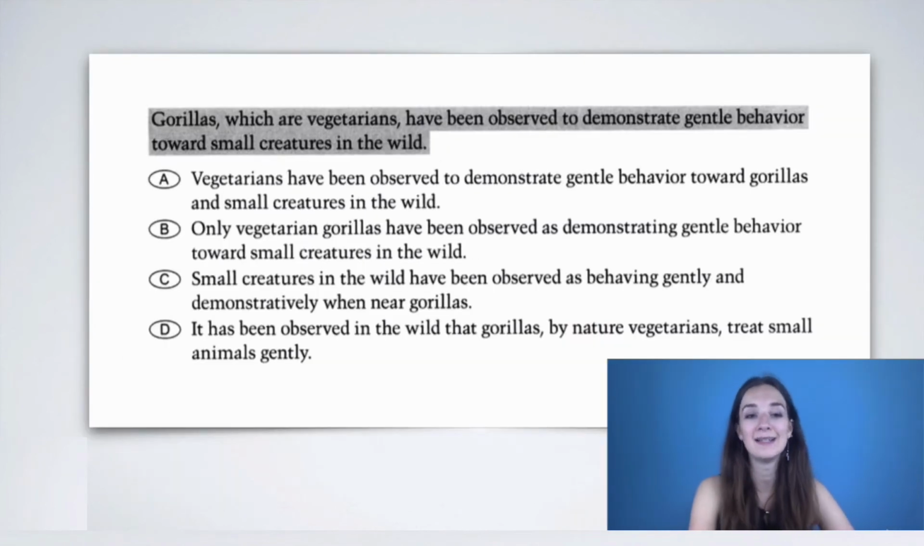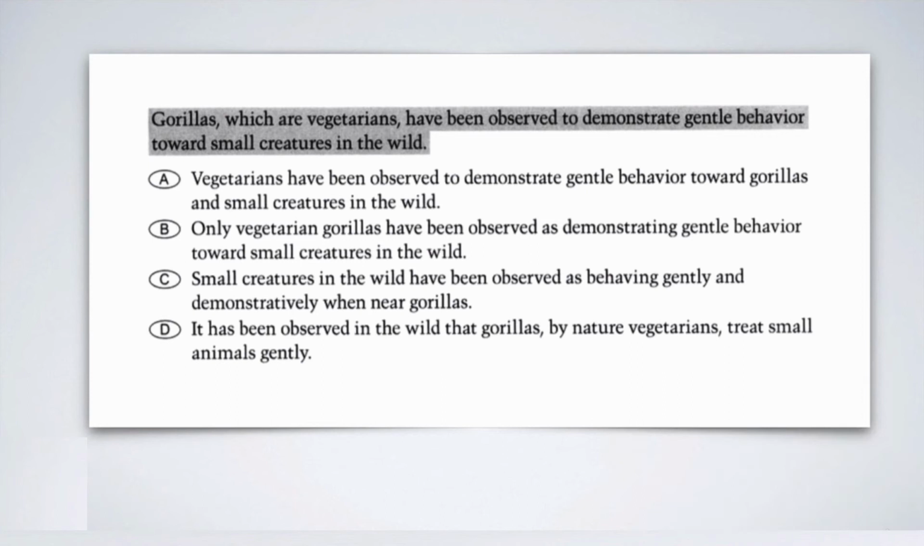Okay, let's look at a different example. Gorillas, which are vegetarians, have been observed to demonstrate gentle behavior towards small creatures in the wild. So what do we have in the sentence? Gorillas, we all know who are gorillas. They are always vegetarians, right? They are vegetarians by nature, so they don't eat meat. And so the sentence says that gorillas, which are always vegetarians, are pretty nice when they are encountering small creatures, like some small animals in the wild, in the nature. So when they are encountered with small creatures, with small animals, they're being nice with them, right?